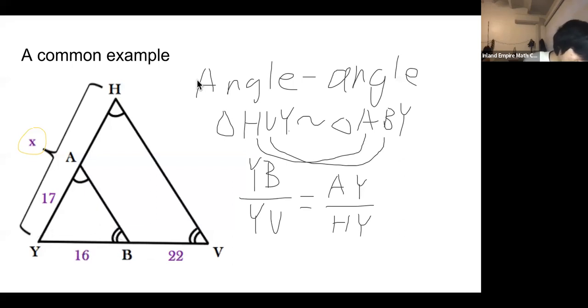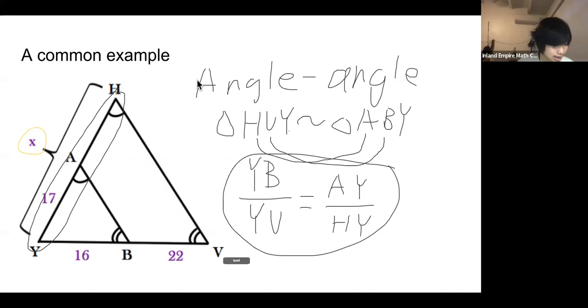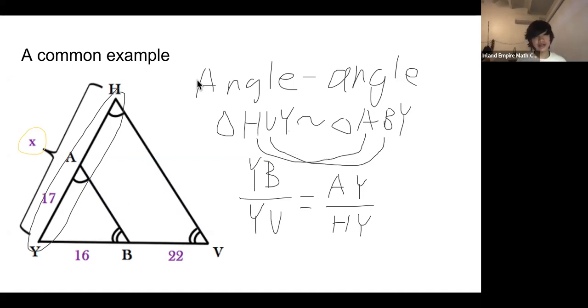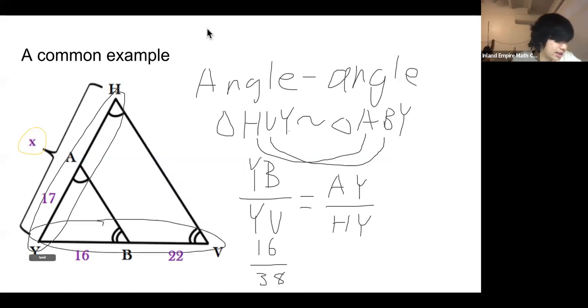And how can we find out what this big length is? Well, we have an equation here. This is a nice equation that we can use. And let's start plugging in values. So what is YB? YB is going to be 16, right? Because it's given by the diagram. And then YV is going to be 38. Remember how we just calculated that? YV is just this big length, 16 plus 22. And then AY is going to be 17. And that's the question, what is HY?